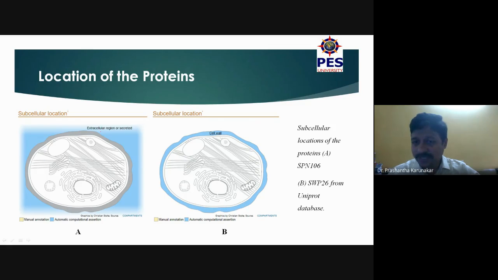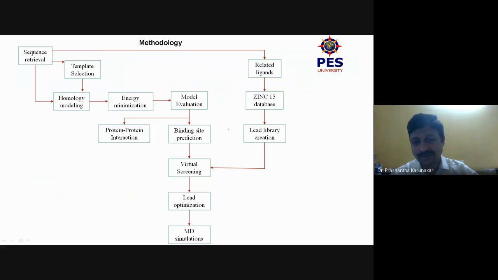First, the cellular location where it is present. SPN106, yes, it is a secreted protein. They showed that it is there on the outer layer. Then on the cell wall, we have the SWP26, the spore wall protein. So you can also get to know from this that through bioinformatics we can find where exactly a particular protein is present. That is the intention why I have put this. One can get to know whether the protein is within the cell, or on the cell wall, or in the extracellular region, where exactly that particular protein is present.